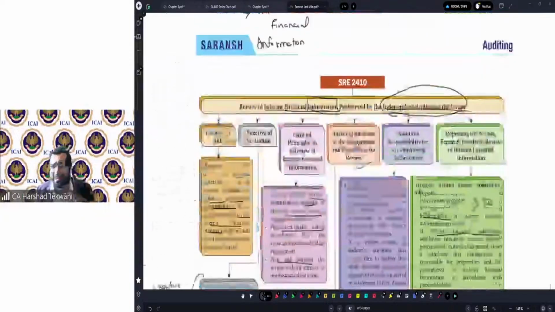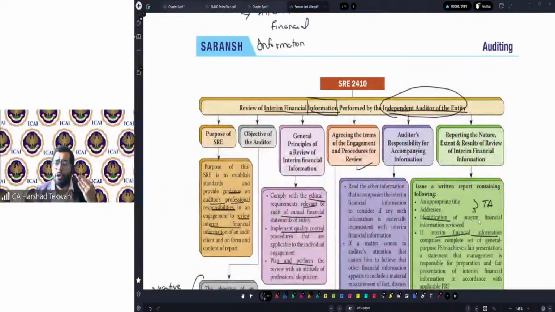It is the same that we have seen in SRE 2400. Not different. Any doubt till now? Any doubt with respect to SRE 2410? The only difference I'm talking about here is, first, interim financial information. Second, it is being performed by the independent auditor.